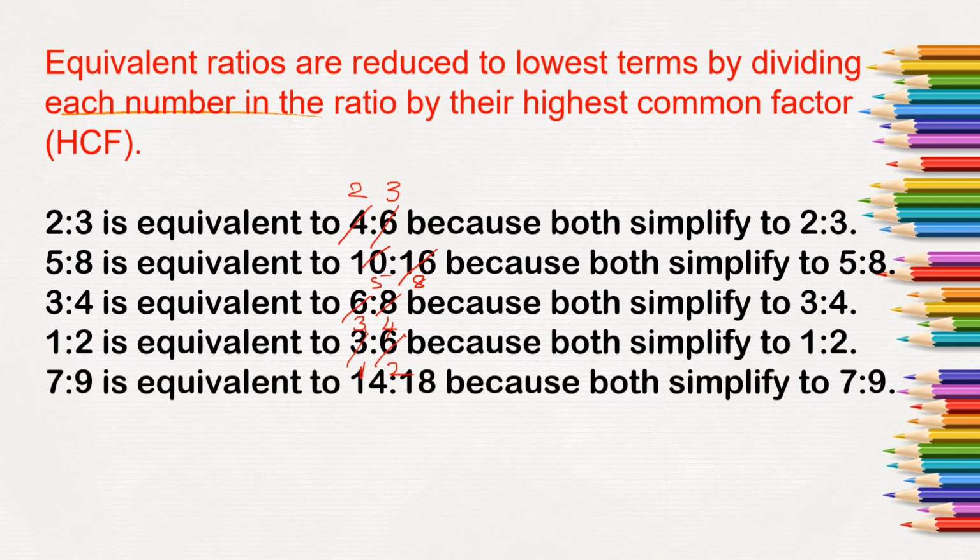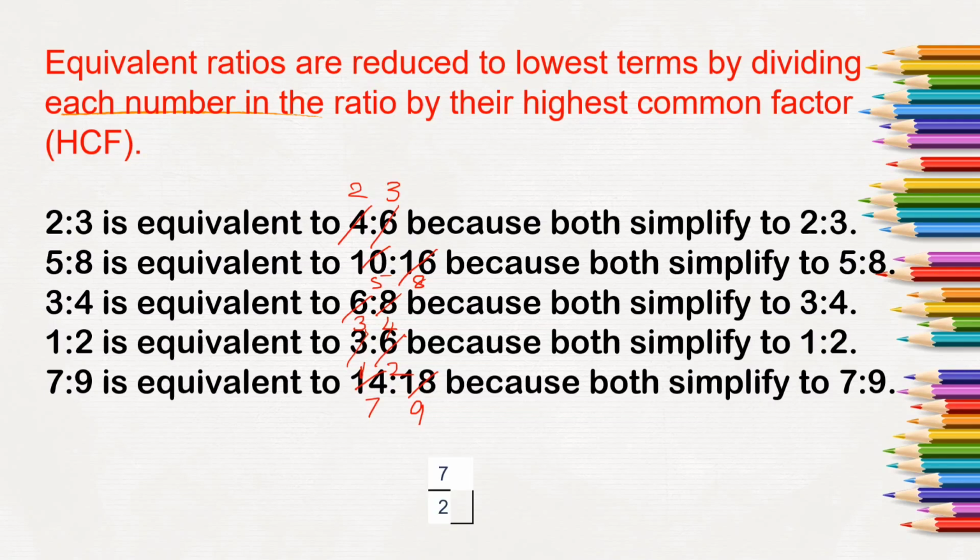One more example. 7:9 is equivalent to 14:18 because they both simplify to 7:9. 2 sevens are 14 and 2 nines are 18. So it is simplified to 7:9. It cannot be further simplified. So 14:18 is equivalent to 7:9.